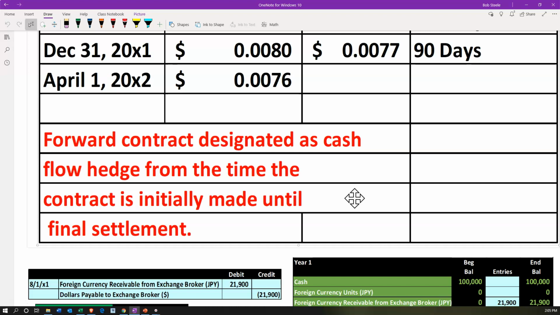The forward contract is designated as a cash flow hedge from the time the contract is initially made on 8/1, before we actually got the inventory, until the final settlement, meaning including the time period that the accounts payable is out. So the accounts payable happened when we got the inventory. We're going to call it a cash flow hedge for that entire time period.